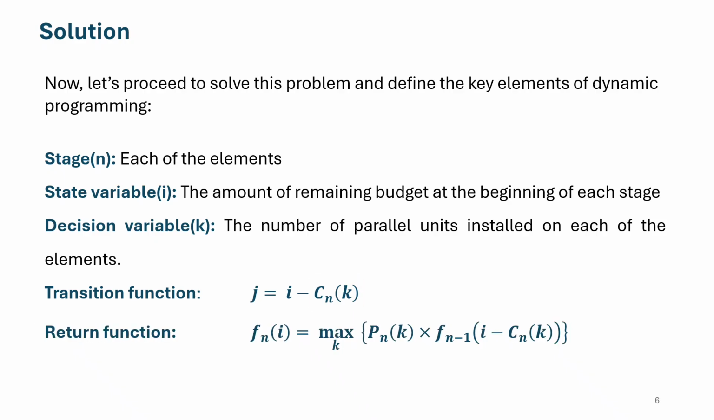Return function. The optimization is governed by the return function. It states that f sub n of I, which is the maximum reliability for stage n with budget I, is found by maximizing an expression over all possible decisions, k. The expression is calculated by multiplying two terms. The first term is the reliability of the current component, P sub n of k. This is multiplied by the second term, which is the optimal result from the previous stage, called f sub n minus 1. This function for the previous stage is evaluated using the remaining budget, which is the initial budget, I, minus the cost of the current decision, C sub n of k.